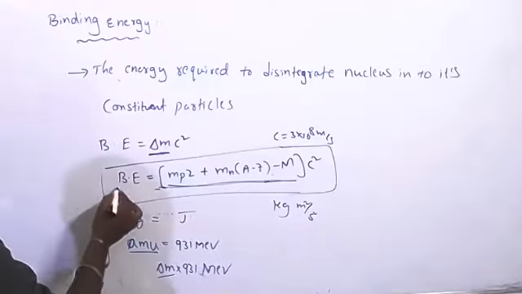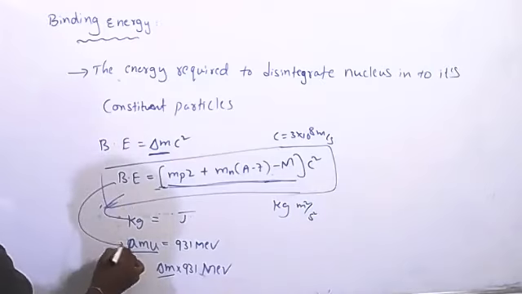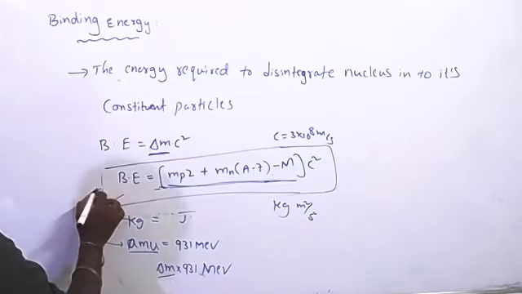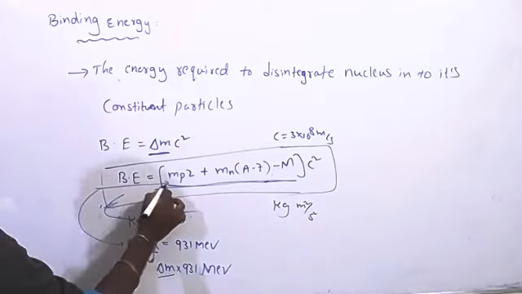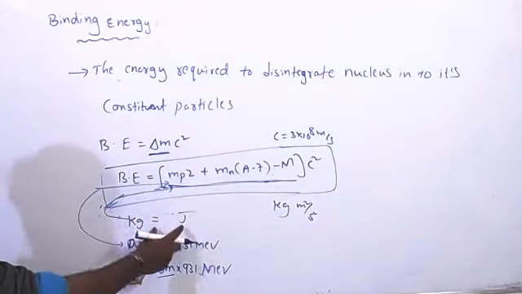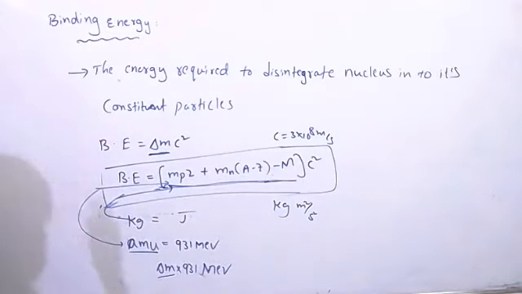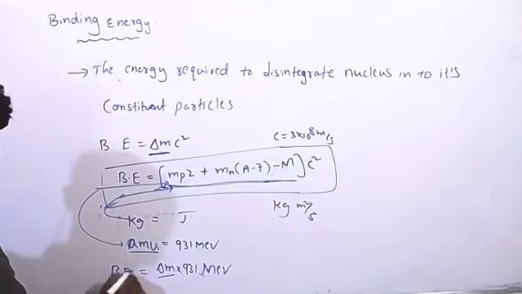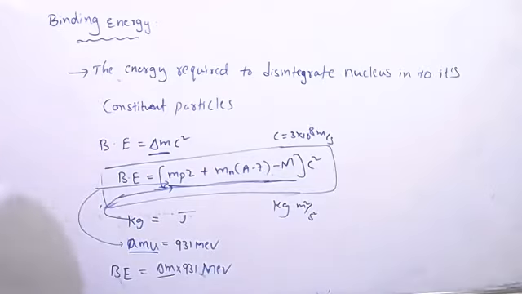So how are they measuring? Are they measuring in kgs or are they measuring in AMU? That is mass defect. Based on how we are calculating mass defect, the units will change. That is called binding energy. Next one.